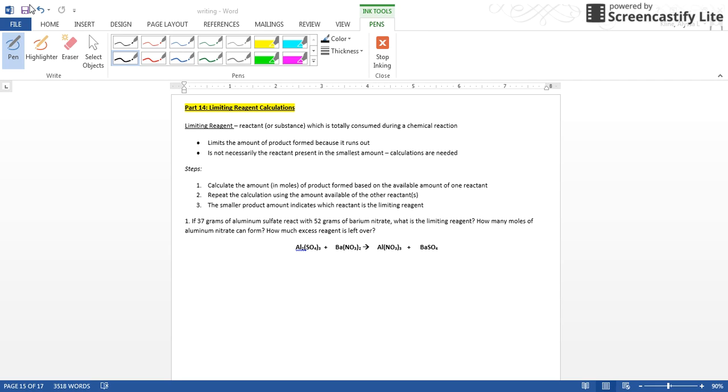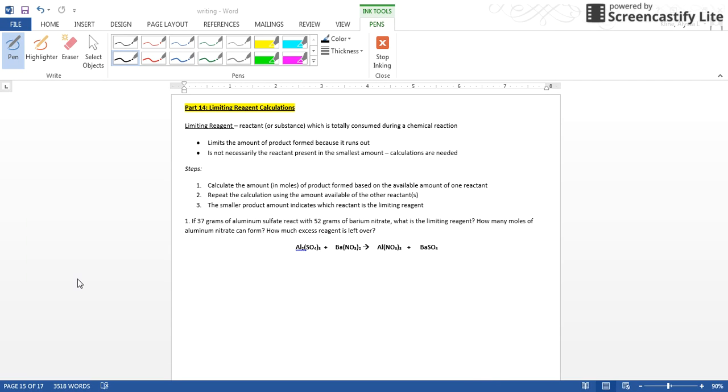So when we look at this first problem, it says if 37 grams of aluminum sulfate react with 52 grams of barium nitrate, what's the limiting reagent, how many moles of aluminum nitrate can form, and how much excess reagent is left over. As you can see, there's a lot involved in these problems, so we're going to start taking them step by step.